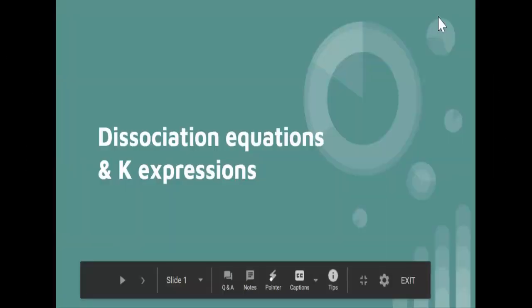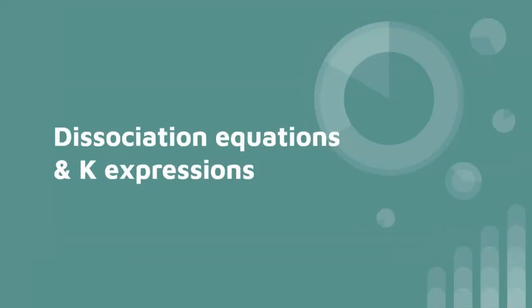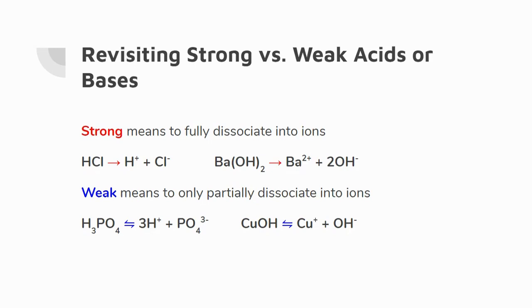We are going to talk about dissociation equations and K expressions, specifically how they apply to acids and bases. First, we need to do a little bit of review. So let's revisit what it means for an acid or a base to be strong versus being weak. Strong means that acid or base is going to fully dissociate into its ions 100%.